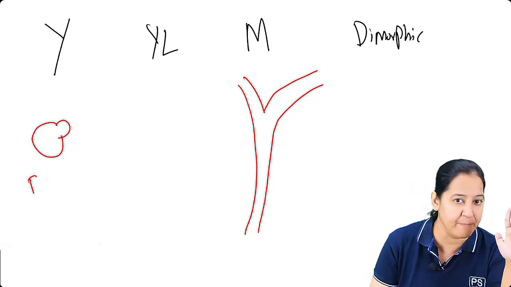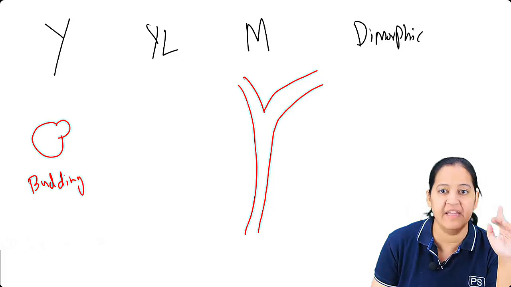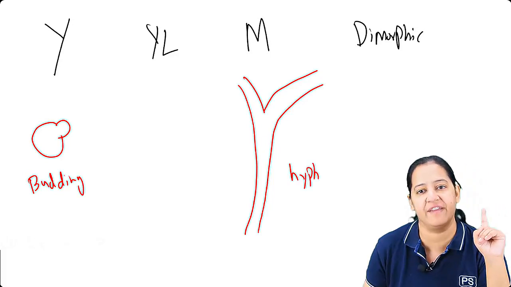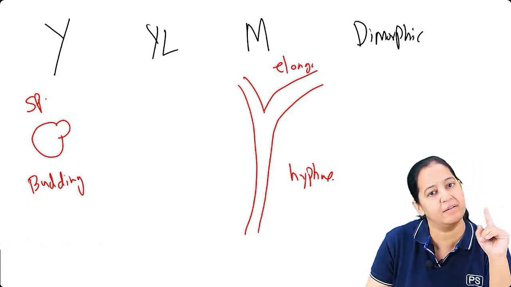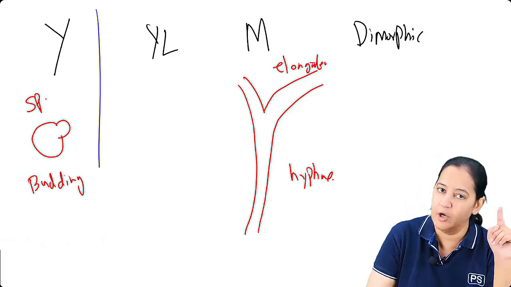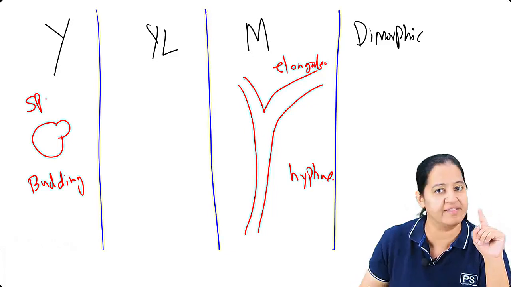So here we have budding, the bud, and here we have hyphae. These are spherical and these are elongated. They're absolutely different. Just by looking, we can identify whether it is a yeast or a mold.